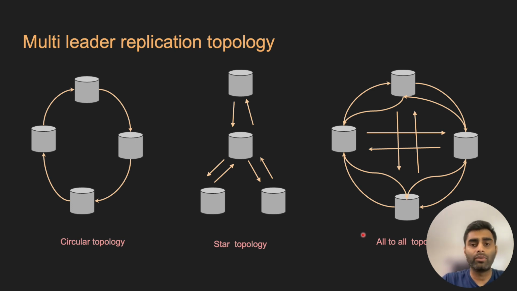However, there are more restricted topologies which are also used. For example, MySQL by default supports only a circular topology, which is this one. In this topology, every node receives a write from one node and then forwards those writes to another node. Another popular topology has the shape of a star, where one designated root node forwards the writes to all the other nodes.